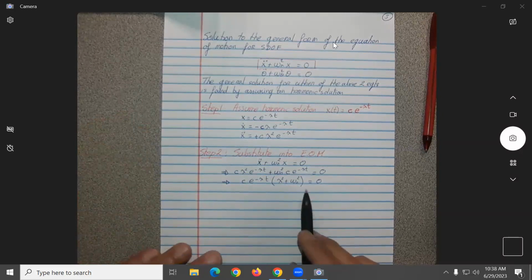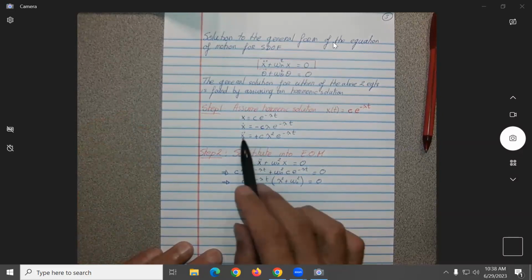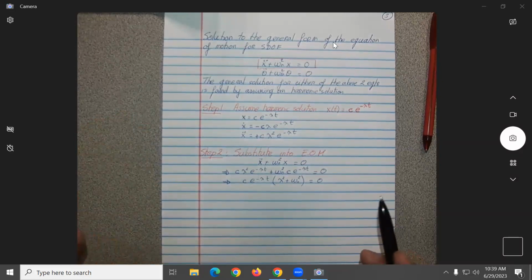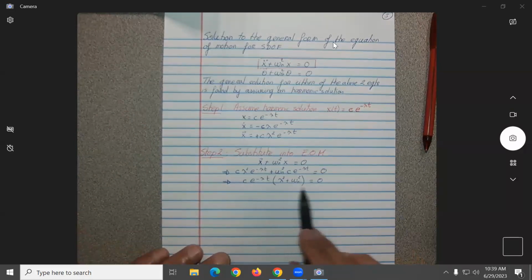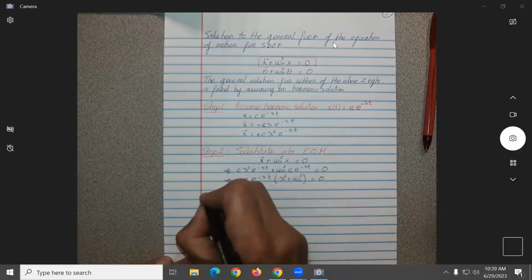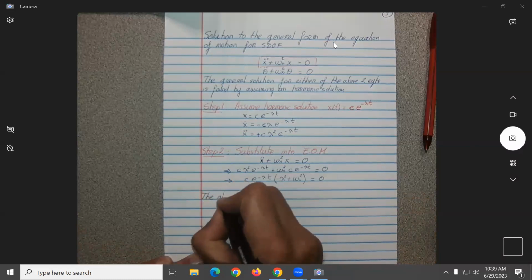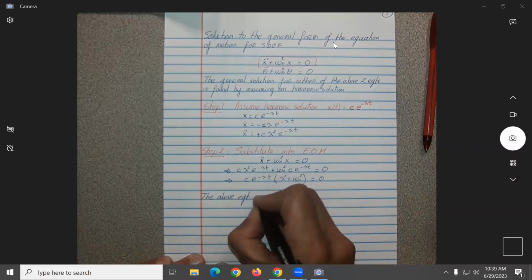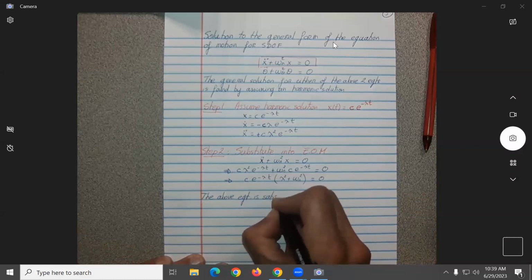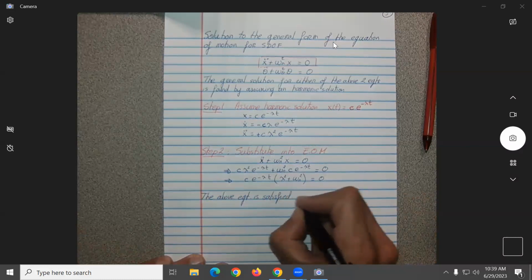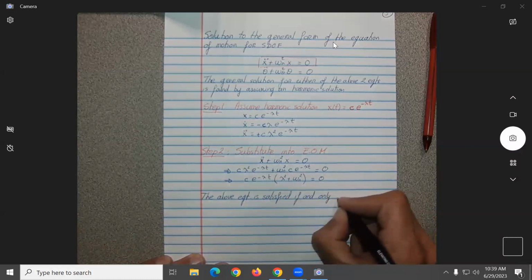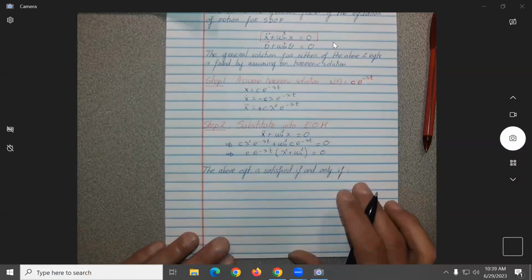So this is not even a differential equation. This was a differential equation. Now this is the solution. This is just one equation, no? Okay. So when is this equation satisfied? So let's have over here, the above equation is satisfied if and only if what happens?